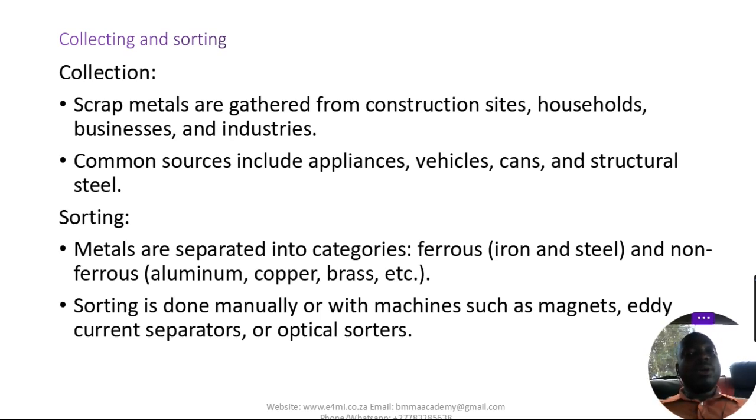There comes a time when they are no longer usable in that state and they are thrown away, and then we can just go and collect them and then sort them and separate them into categories. Ferrous metals like iron and steel are grouped together, while non-ferrous metals like aluminium, copper and brass, etc. are grouped separately. So sorting is done manually or with machines using magnets, eddy current separators or optical sorters.